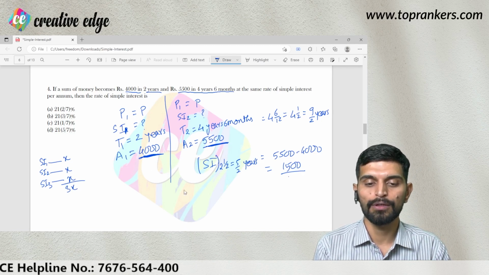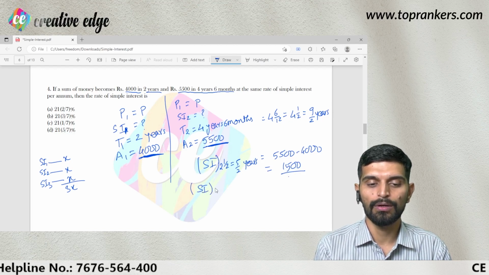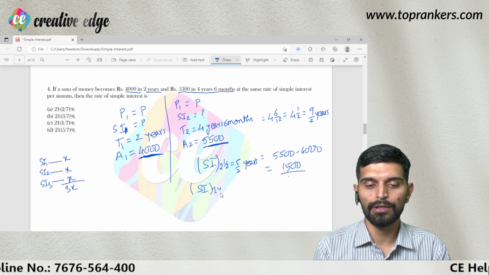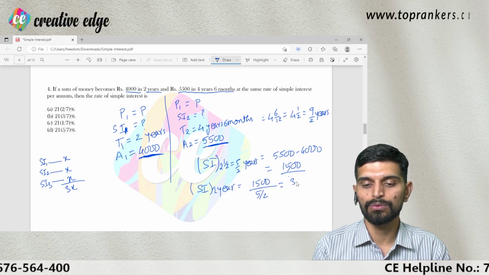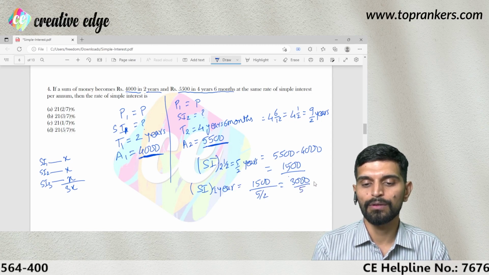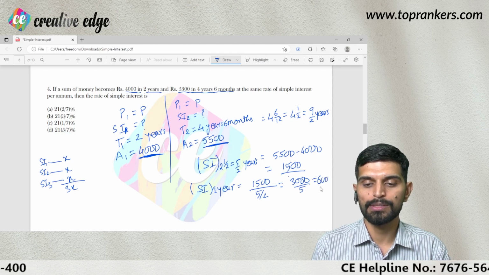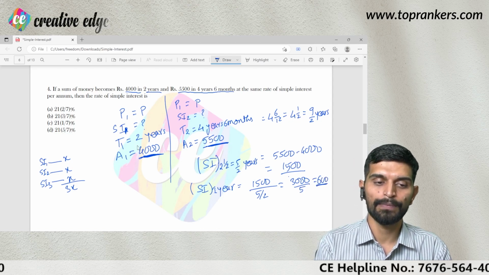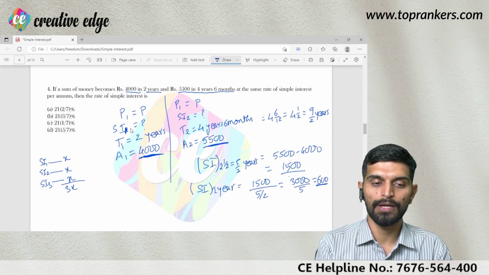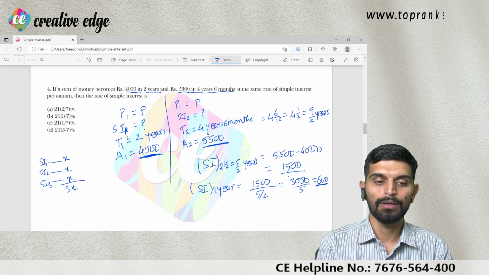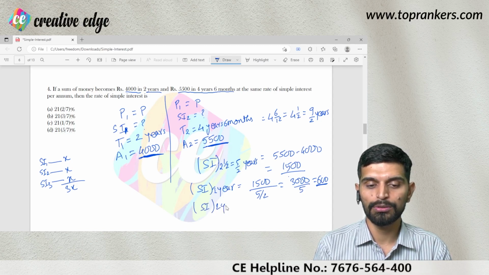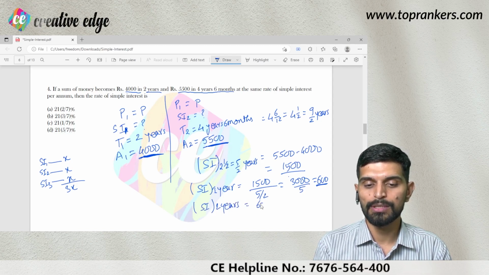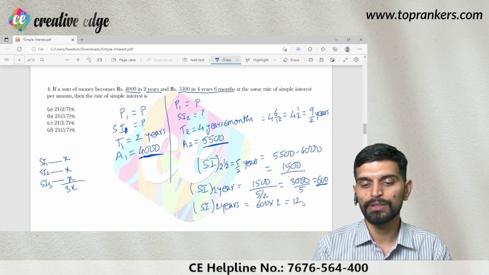So here we have SI for 1 year will be 1,500 upon 5 by 2 years. So that gives you 3,000 upon 5, which is 600 rupees. So this is simple interest for 1 year. And if we substitute the value of simple interest for 1 year here, SI for 2 years will be 600 into 2, that is 1,200.